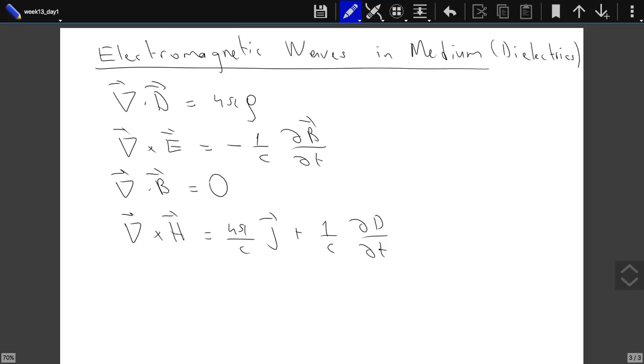Furthermore, we will be dealing with linear media. In linear media, we know that D is equal to epsilon times E, and B is equal to mu times H. Now, when we study conductors, we will also use Ohm's law. The current at a given point is always proportional to the electric field at that point, and the proportionality constant is what we call the conductivity. This is our Ohm's law.